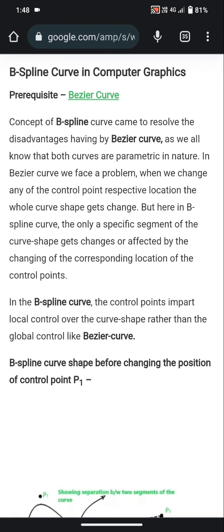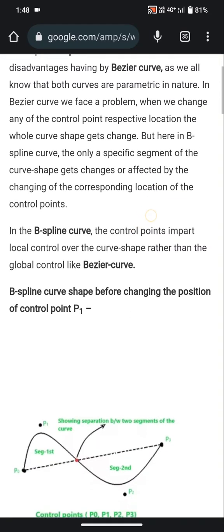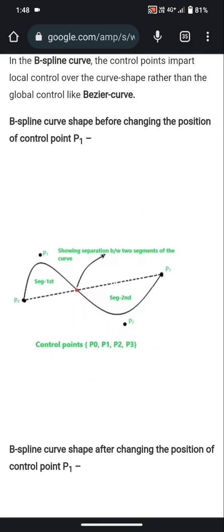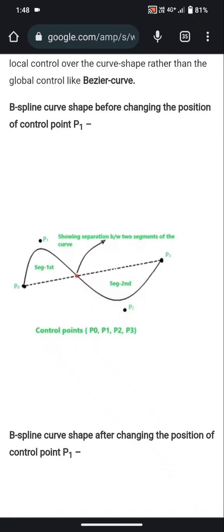In the B-spline curve, the control points impart local control over the curve shape rather than global control like a Bezier curve. B-spline curve shape before changing the position of control point P1. Here we can observe in the diagram presented on the screen. This shows a separation between two segments of the curve. It has control points from P0, P1, P2, up to P3.